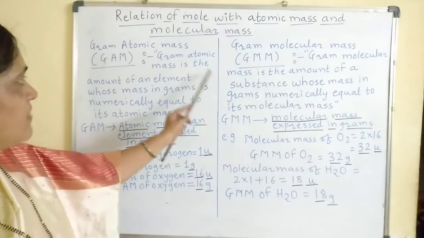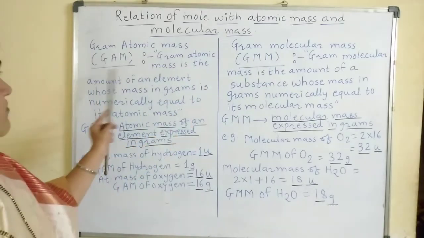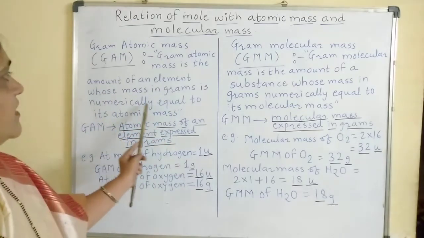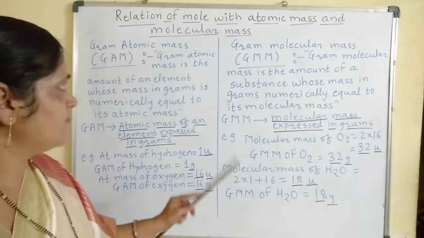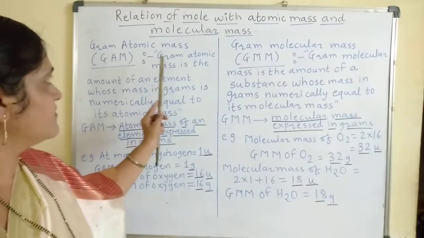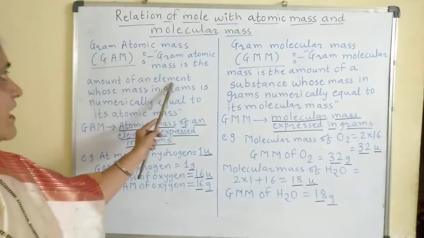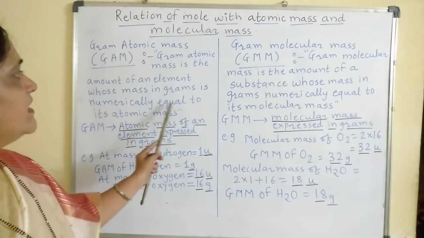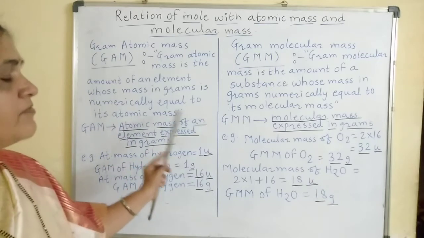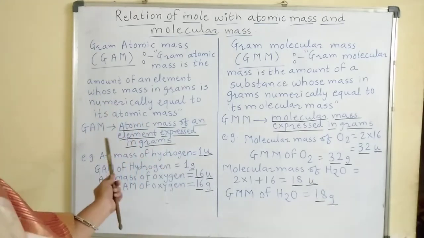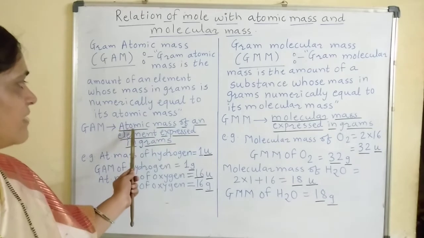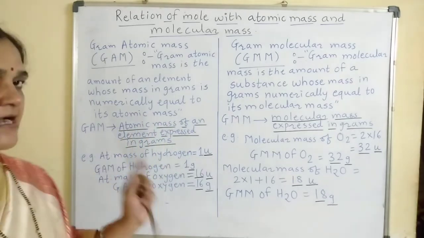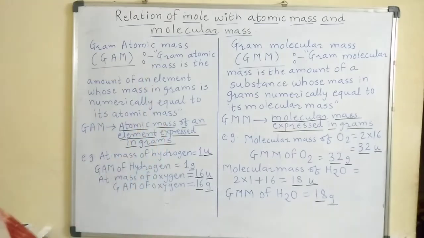The gram atomic mass is the amount of an element whose mass in grams is numerically equal to its atomic mass. Means, in simple words, we can say gram atomic mass is the atomic mass of an element expressed in grams. This is the simple way I am telling this definition.